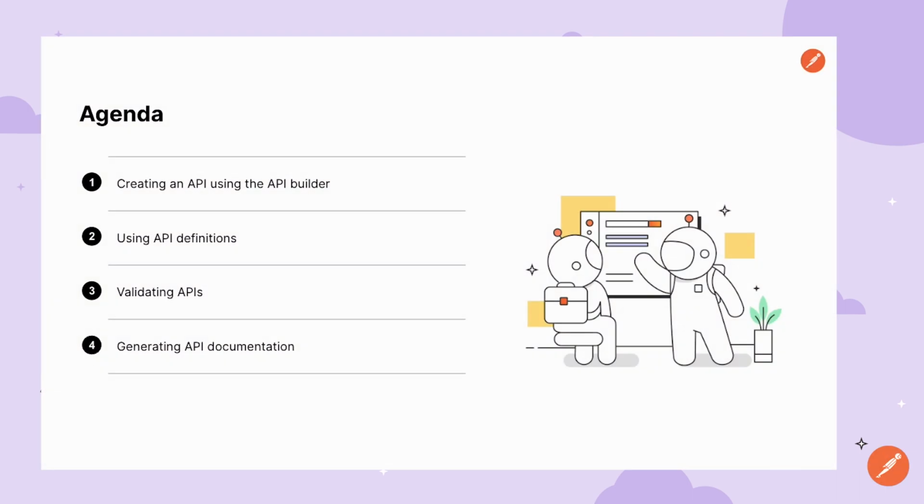Hey everyone. Today we're going to discuss how to design APIs using Postman. Postman gives you a lot of great tools to help you get started with sketching out a blueprint of your API. We're going to review creating an API using the API Builder, using API definitions, validating APIs, and generating API documentation.